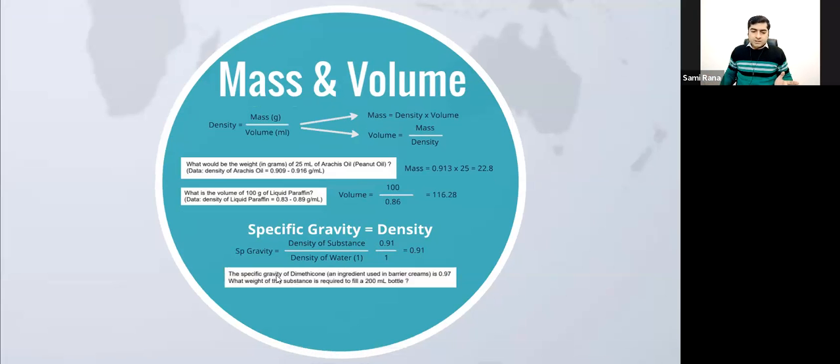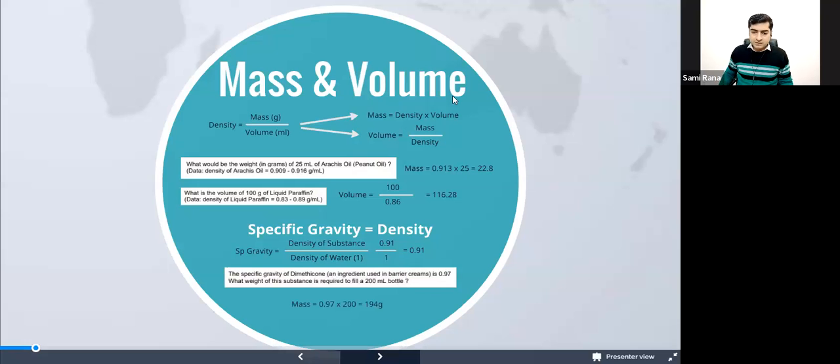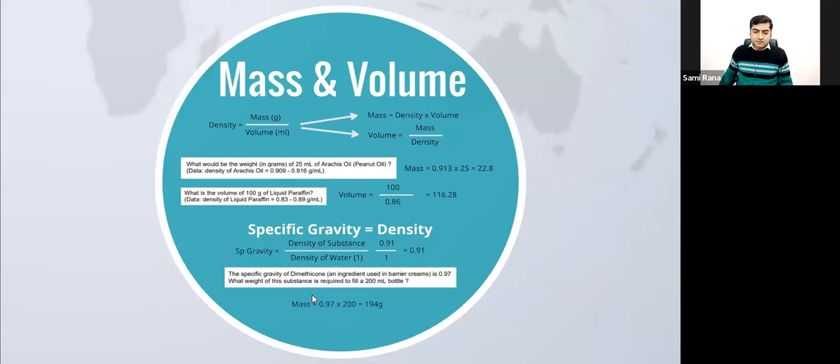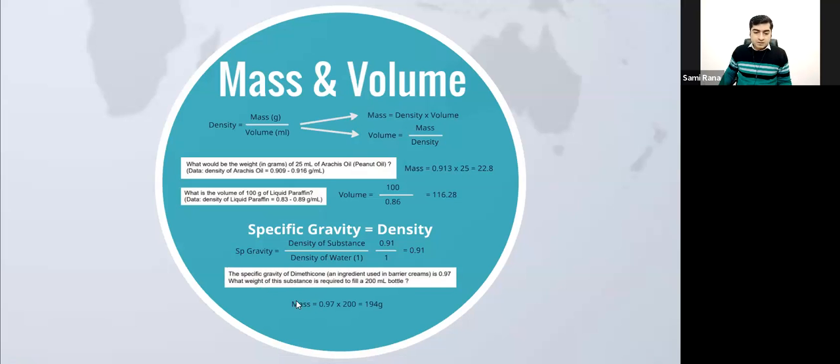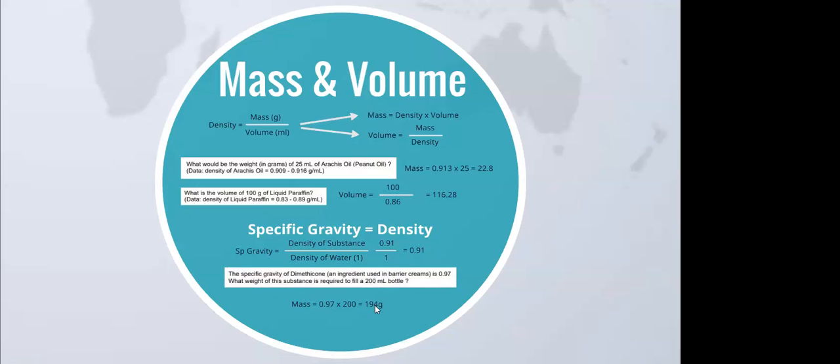So take a look at the question. The specific gravity of dimethicone, an ingredient used in this stage, is 0.97. What weight of the substance is required to fill a 200 ml bottle? So this is just a conversion of mass and volume. We will take this specific gravity same as density and put it into the formulas that we have learned above. Because the mass is required, what weight of this substance? Weight means grammage. So what weight is required to fill 200 ml bottles? We have used specific gravity given here just like density, and we have our result.